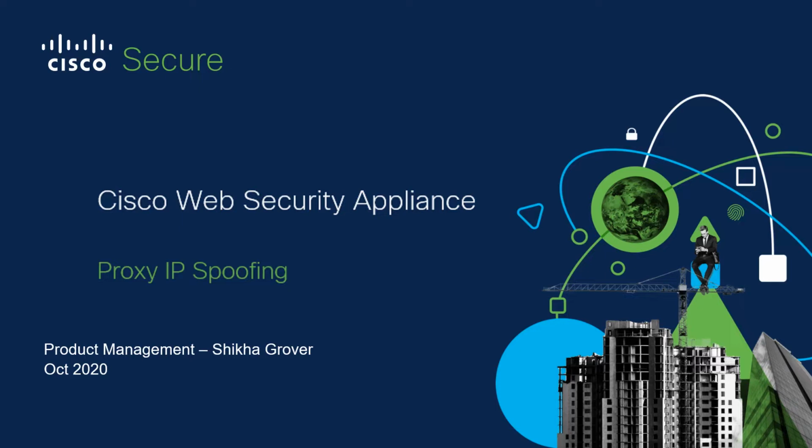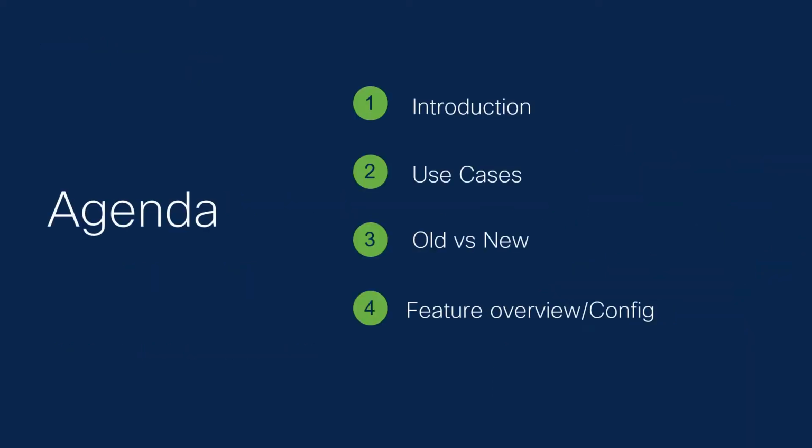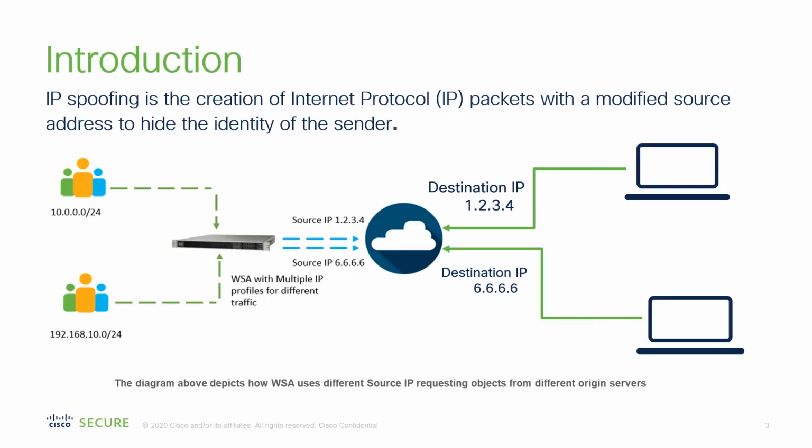Today I want to introduce you to one of the features called proxy IP spoofing. We recently introduced this in Async OS 12.5. I'll be covering what this feature is all about. We'll discuss some of the use cases so you can leverage this to suit your requirements. We will also see a comparison between how the feature was implemented before and how we've tried to improve upon the functionality. I'll also take you through the configuration steps to get you started.